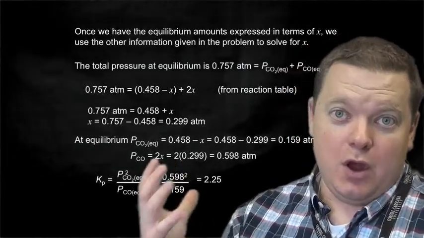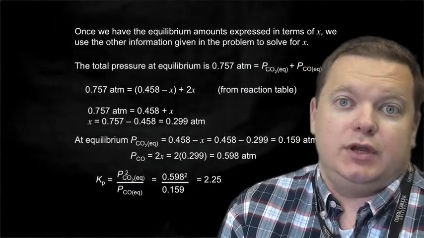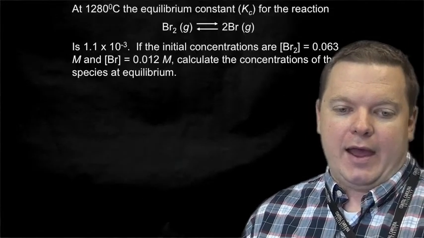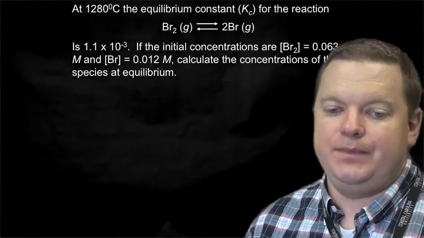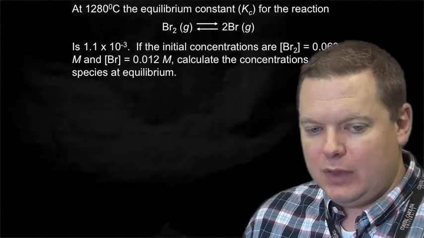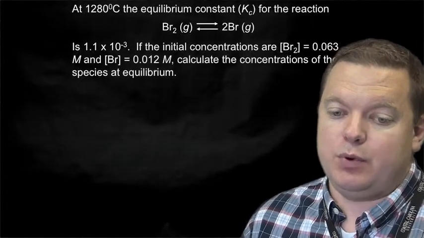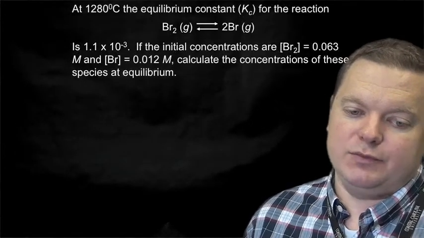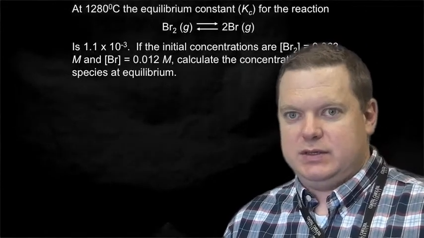We can also, if we know our equilibrium constant, use that constant and some initial conditions to calculate the concentrations at equilibrium. So for example, at 1280 degrees Celsius, the equilibrium constant for this reaction, Br2 goes to 2Br, is 1.1 times 10 to the minus 3. If the initial concentration of Br2 is 0.063 molar, and the concentration of Br is 0.012 molar, we can calculate the concentrations of these species at equilibrium.